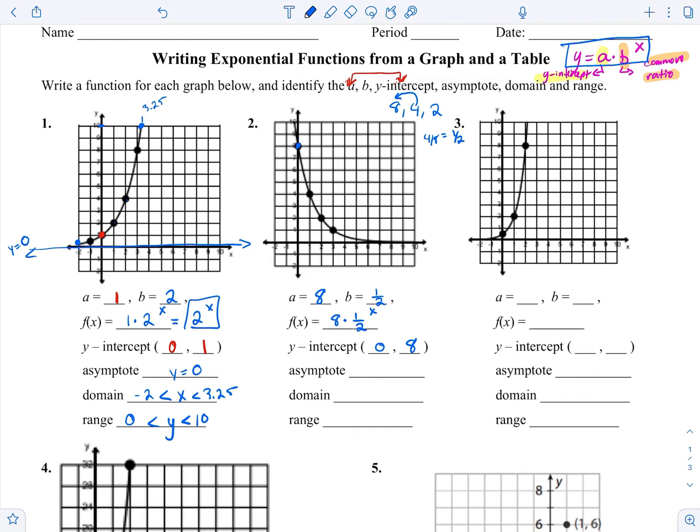And our asymptote, remember that's the line the graph approaches but doesn't touch. And it is the x-axis. So our asymptote is y equals 0. All right.